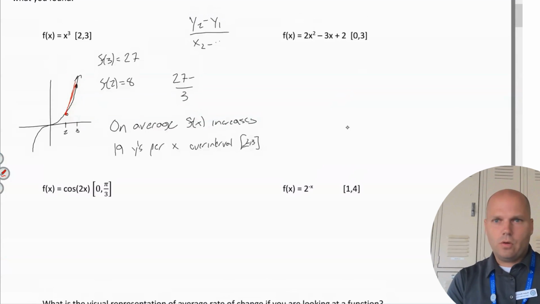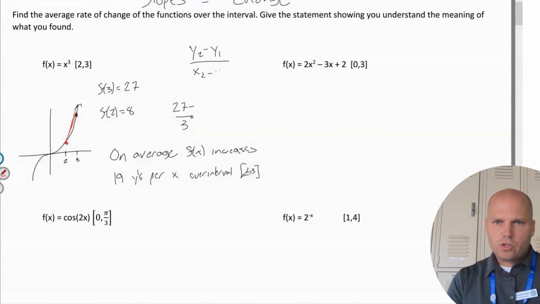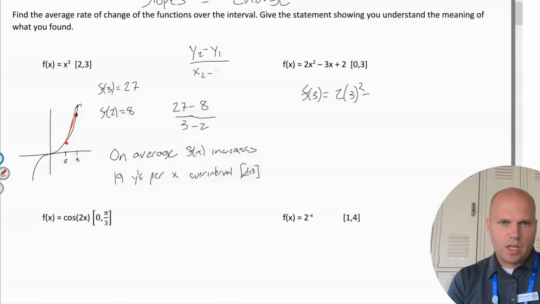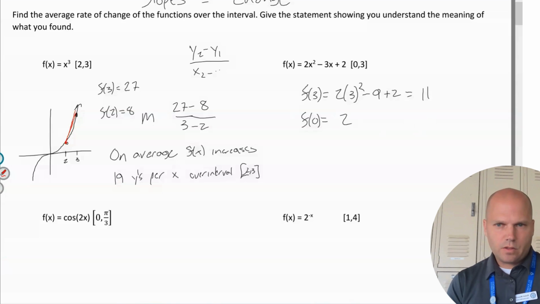Okay, so slope equals change, slope over an interval, average rate of change. Let's go ahead and just find some slopes. The rest is just practice plugging in and finding slopes, and then writing the statement. And you can even write slope secant.